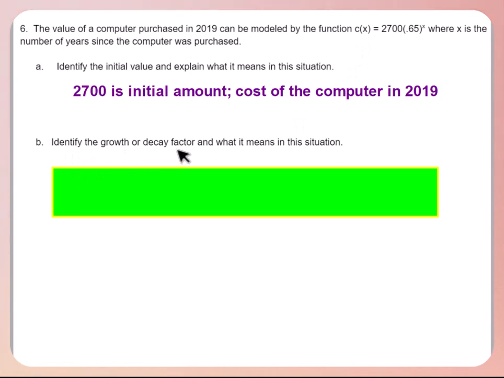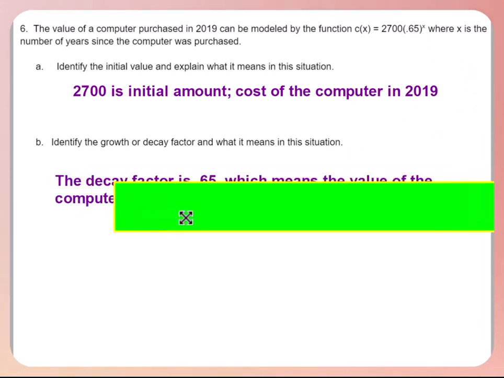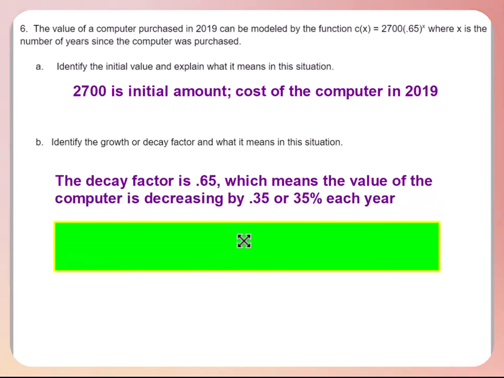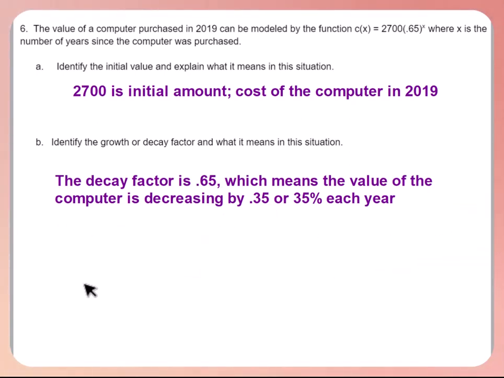Identify the growth or decay factor and tell us what it means in this situation. So the growth factor is 65 hundredths. Now this is less than 1, so we actually call that the decay factor because it's less than 1, which means the value of the computer is decreasing by 35% each year. This is the amount that we multiply. This is the amount that remains. The decay factor is 65%. It's decreasing by 35% each year.